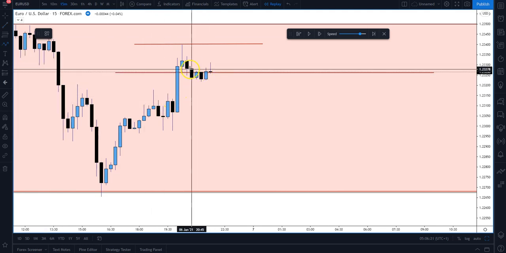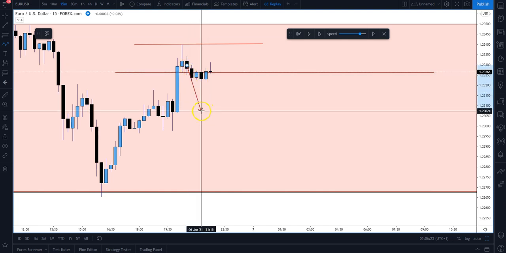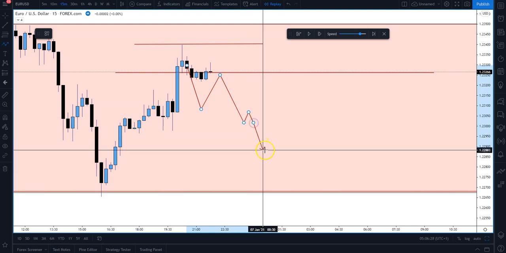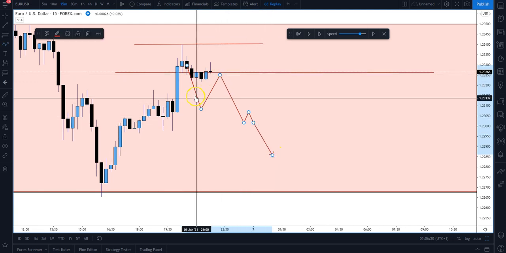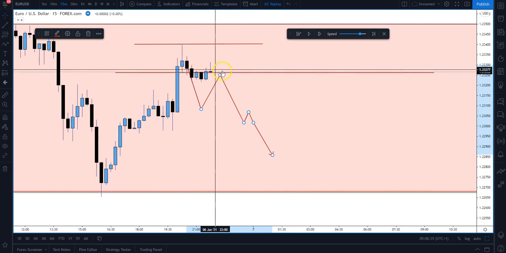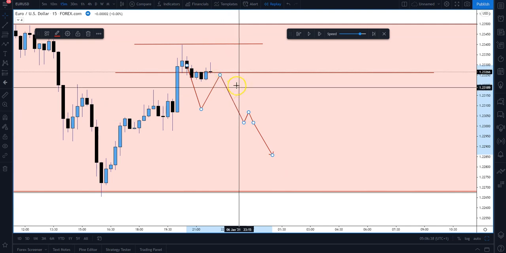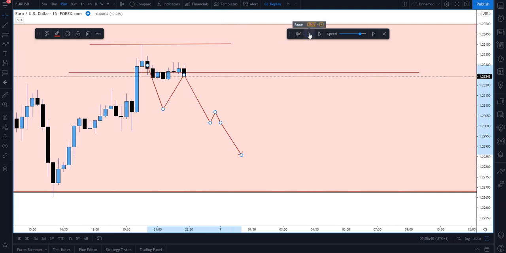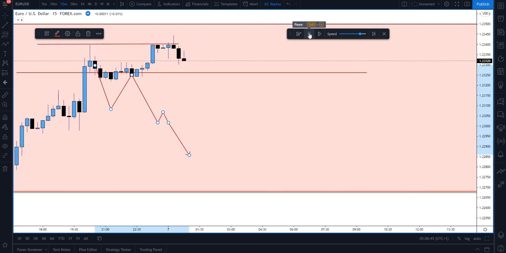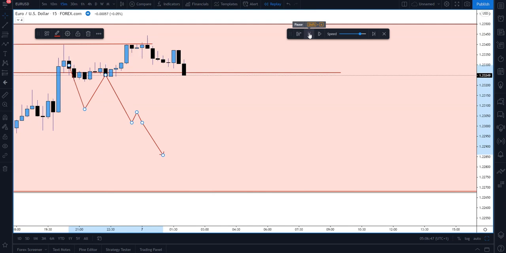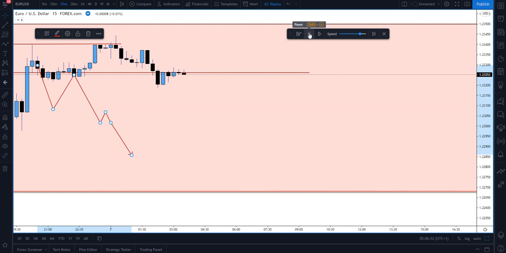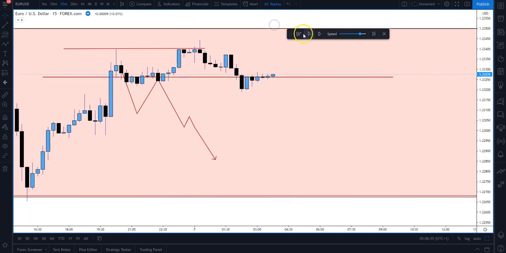So what we're looking for is a push down, a push up, a push down. Okay, so this is what we're looking for: a push down, a retest to the zone, and a shoot down. So let's see if we can get that. So we have a break, and it came right back up. Not ready yet.